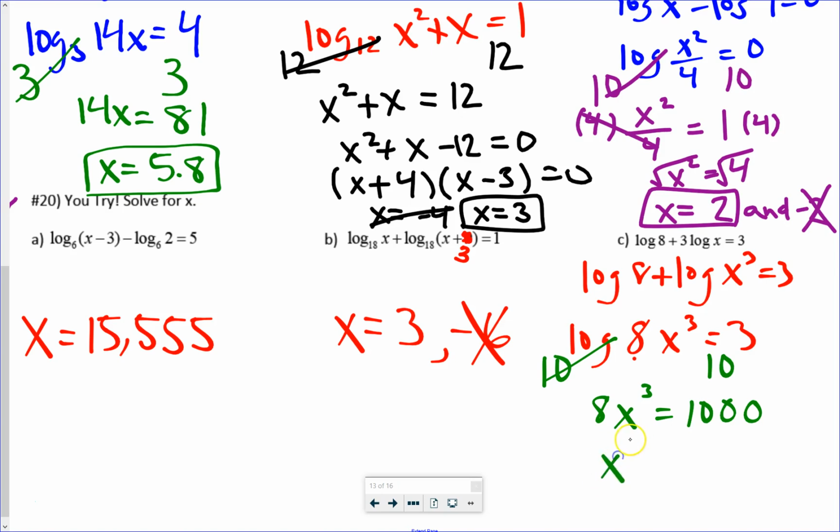8x is equal to 3. No, then it's x cubed. Wait. It's x cubed is equal to 125. Then you cube root to get the 5. Oh. Like that.